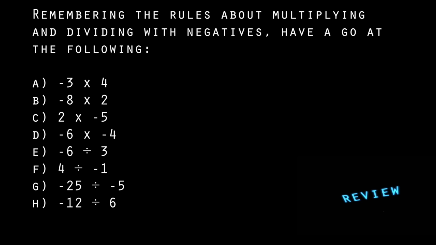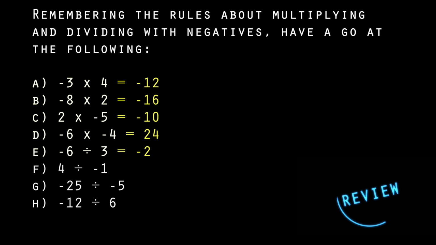And here they come. A, negative 3 times 4 is negative 12. B, negative 8 times 2 is negative 16. C, 2 times negative 5 is negative 10. And D, negative 6 times negative 4 is 24, a positive number. E, negative 6 divided by 3 is negative 2. F, 4 divided by negative 1 is negative 4. G, negative 25 divided by negative 5 is 5, 2 negatives there giving it the positive answer. And then finally, H, negative 12 divided by 6 is negative 2.